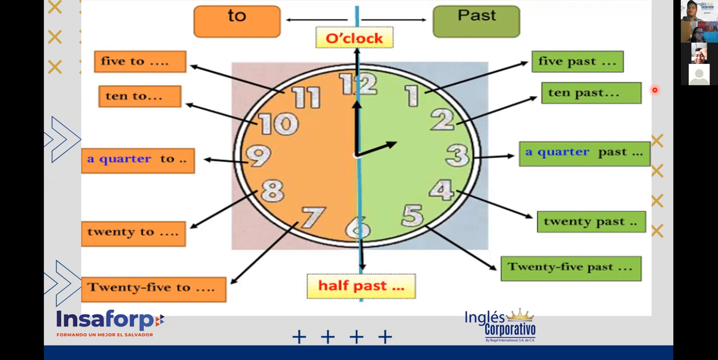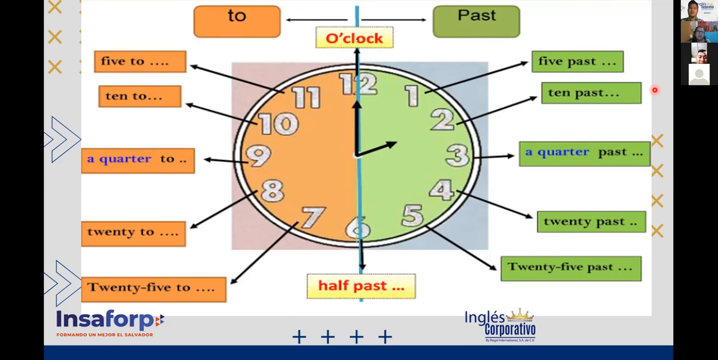8:15. Okay, esa es la más fácil. Let's go with the number two. Con una más complicada. ¿Cómo diríamos 8:15? 15 past 8 or a quarter past 8.